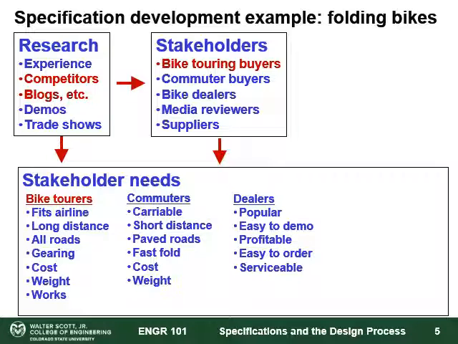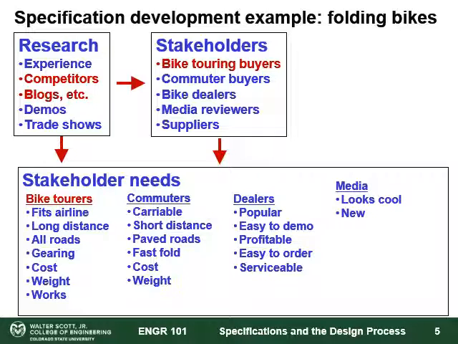Bike dealers have different requirements. They want products that are popular so that customers come in and ask for them. They want products that are easy to demonstrate so that customers can very easily see the value of it. They want the products to be profitable, i.e. low cost for them, and able to be sold at a good price so that they can make a profit. They want to have the products be easy for them to order and to get so that they don't have to wait a long time, and the product needs to be serviceable.